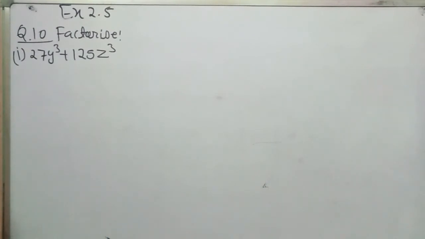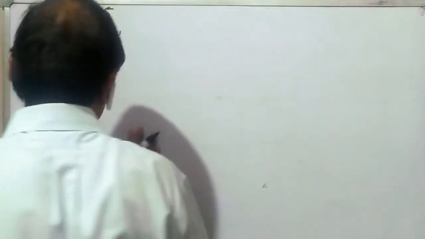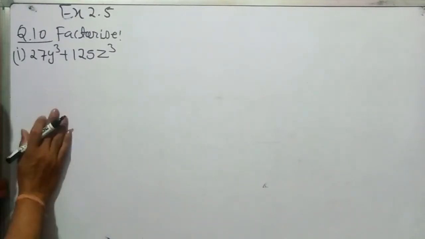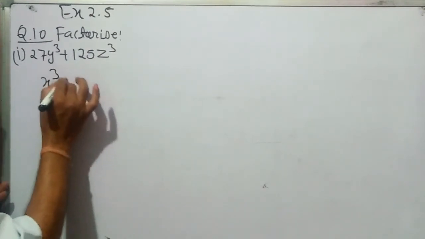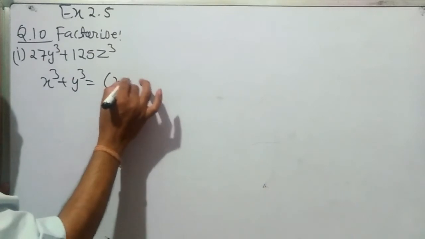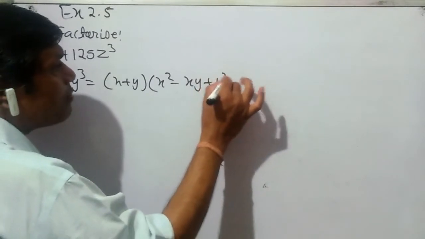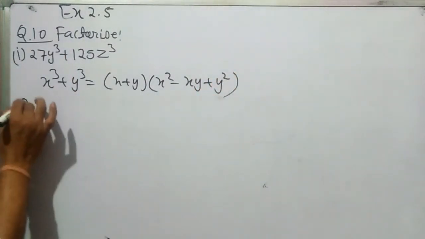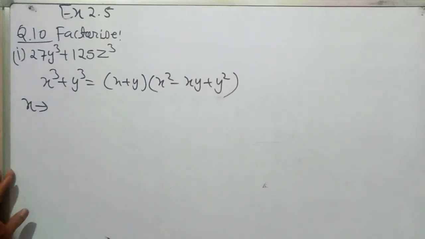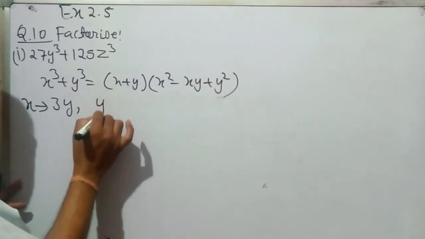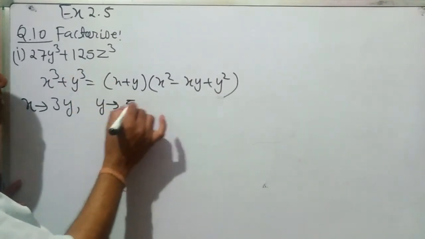Now students, in question 10, we are actually required to utilize the result we have taken in question number 9. Here it is the sum of the cubes. So the result that we had is x cube plus y cube was x plus y multiplied with x square minus xy plus y square. The first thing is to identify what is x. X over here is 3y. What is y? Y over here is 5z.